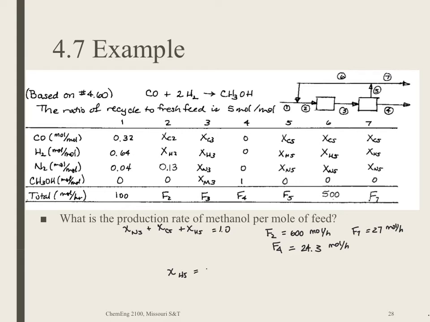xH5 equals 0.568. xN5 equals 0.148. And xC5 equals 0.284. All right. And I guess I can use those to figure out xC2 and xH2.